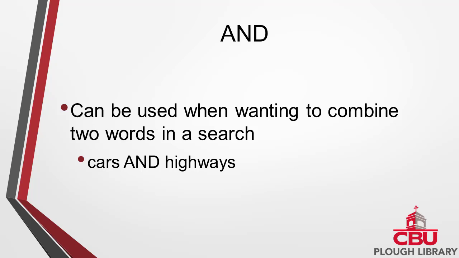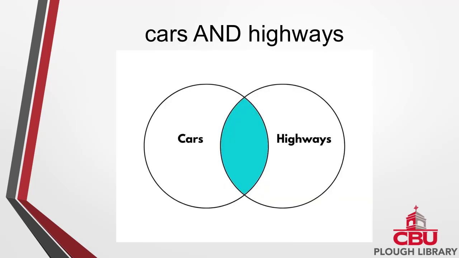Let's say that my project is about how people's car use on highways differs from their car use on surface streets. So if I wanted to search for cars AND highways, this would result in books, articles, and videos that have a topic of both cars and highways. This Venn diagram illustrates how the cars circle and highways circle overlap, and those overlapping parts are the items that end up in your search results when you use AND.